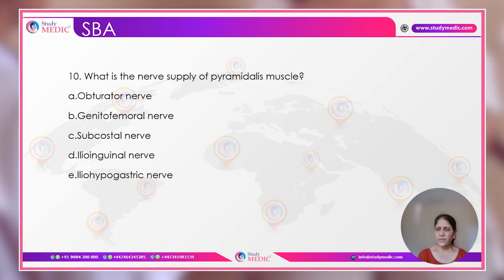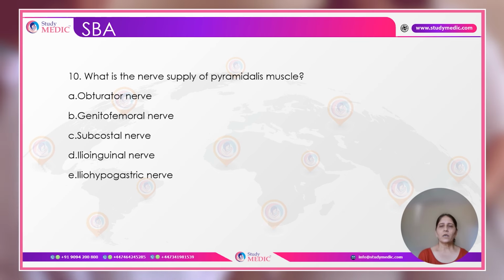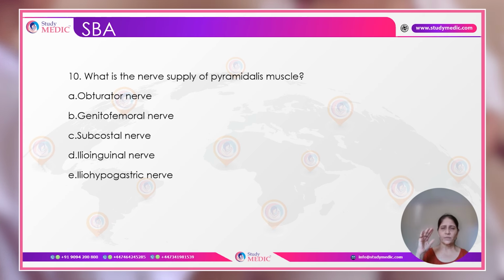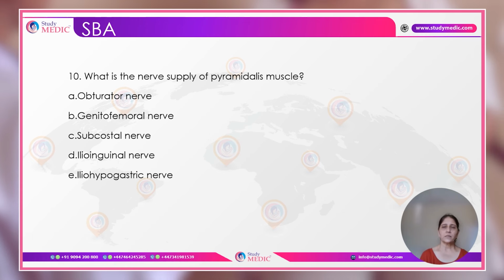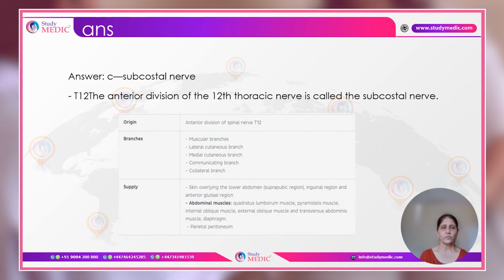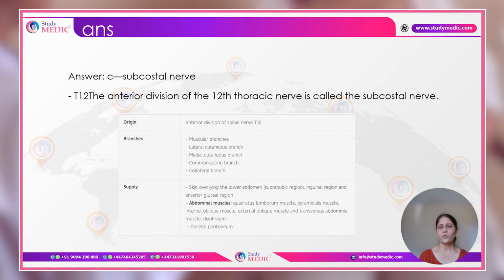Another very direct question asked is about the nerve supply of pyramidalis muscle. We know pyramidalis is a very small, triangular shaped muscle which is there below the rectus abdominis. Now the nerve supply to the rectus abdominis comes through the intercostal nerves T7 to T12. Pyramidalis is supplied by a specific nerve. It is called the subcostal nerve, or the T12, the anterior division of the 12th thoracic nerve, which is called the subcostal nerve.